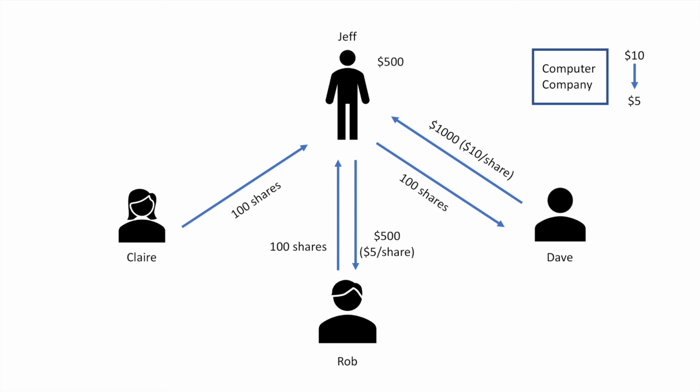So now Jeff has 100 shares with him, and he's gonna take those shares and return them back to Claire. So now Claire has her shares, and he's not obligated to deliver anything else to her. So now Jeff has a profit of $500. And so that's how short selling works. It's basically the process of selling the shares while they're at a higher price, buying them back at a lower price, and keeping that difference as a profit.